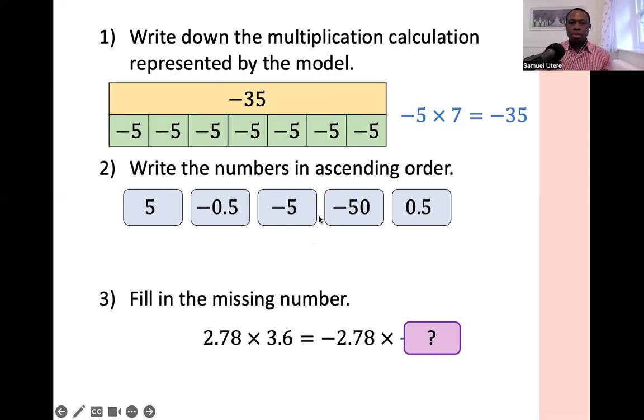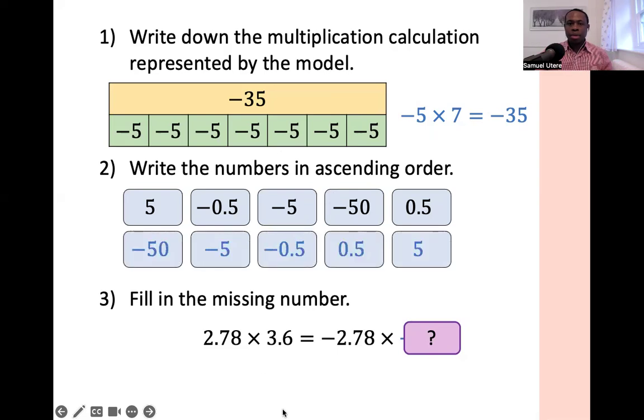And then to be able to write these numbers in ascending order, it will be helpful to think about the number that is furthest left on the number line. The number that is furthest left on the number line is negative 50. And so when we start to arrange the numbers using that pattern, we get this. Okay, so that gives us that answer.